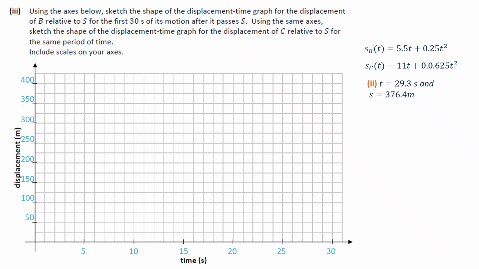What that means is I know that both of these pass each other when time is 0 and there's no displacement. Again, remember that's the displacement from the point of passing. So that is our first point. And then the second point is around 29.3 and 376.4, which is about there. So basically, these are where our two curves are going to be.